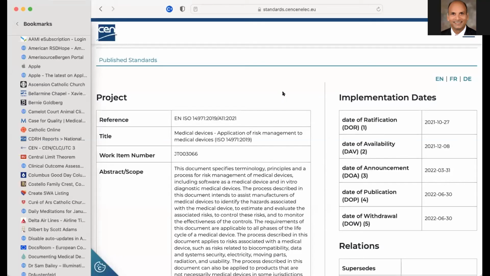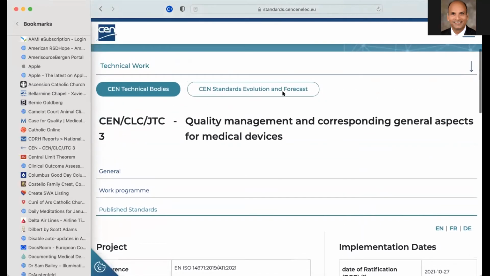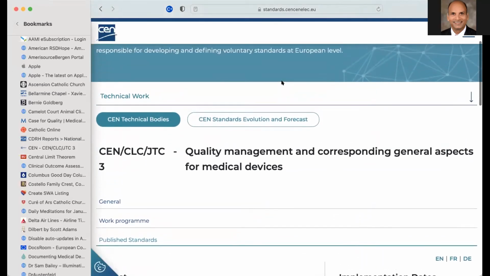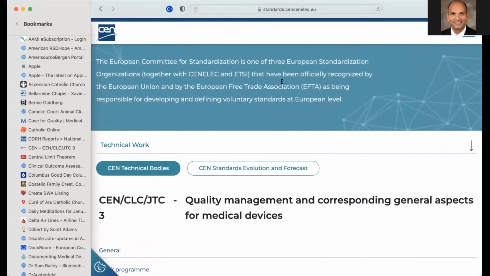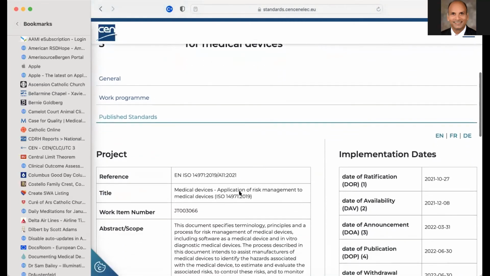Now, CEN, you have to realize, is an organization in Europe that develops standards. They have teams and everything, and they coordinate with ISO. And then there's CENELEC, which is the electrical standards group, and they sometimes work together because 14971 was a joint standard between CEN and CENELEC. You can go look this up on the website. It's not easy to find. It took me a while to find it, but here's the announcement.